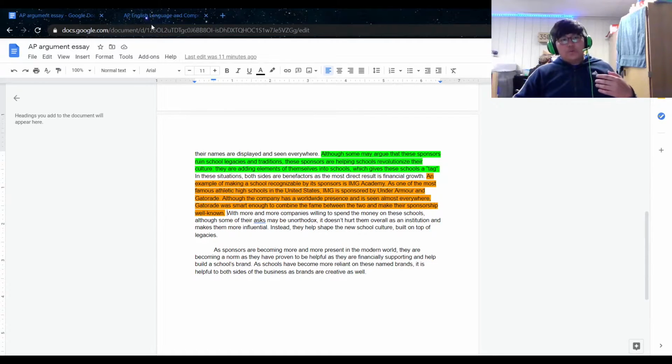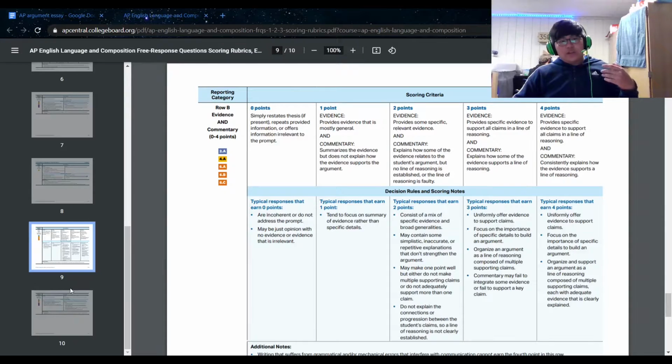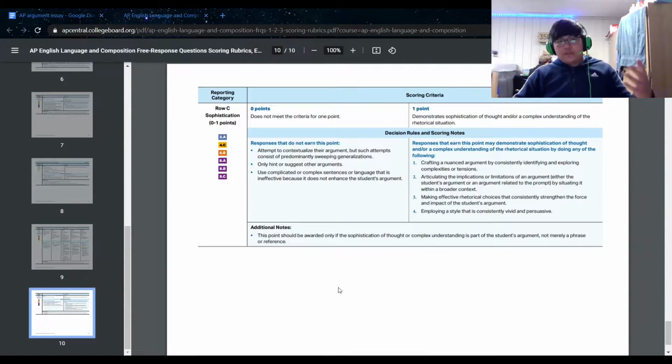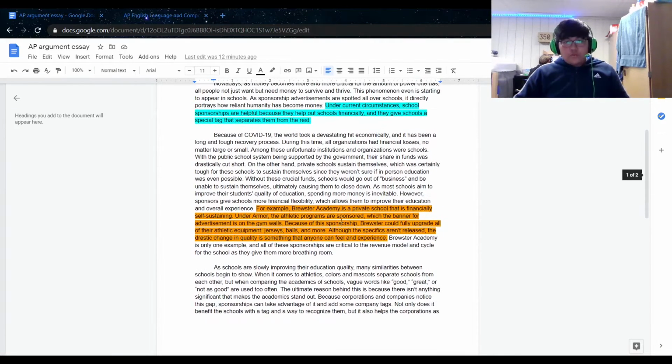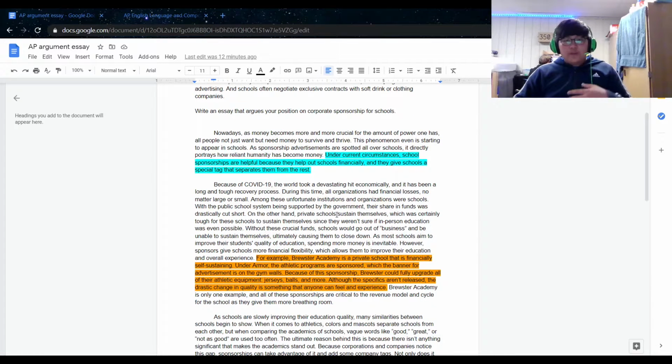Now as we move down into the sophistication part of the essay, this point also contains 1 point. And to be able to earn the point, you have to demonstrate sophistication of thought and or complex understanding of the rhetorical situation. Right here, I would give this piece a 0.5 to 1 point of sophistication.